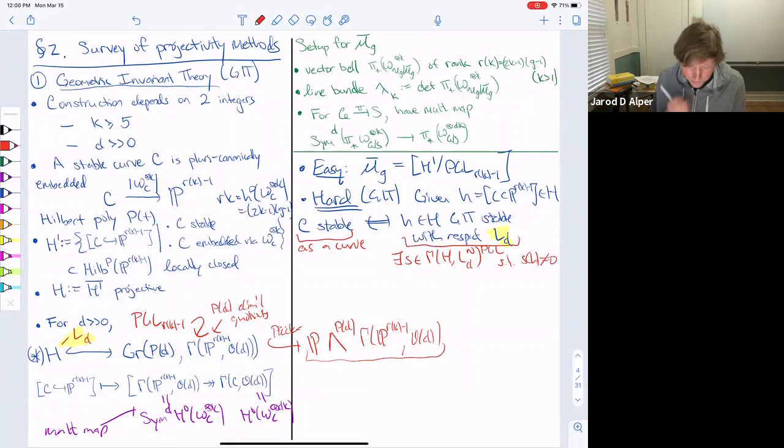Constructing sections on the Hilbert scheme is almost an impossible task, so that you can almost never verify that on a Hilbert scheme. But the beauty of GIT is that there's a Hilbert-Mumford criterion, which you can check in practice, and the Hilbert-Mumford criterion produces sections.